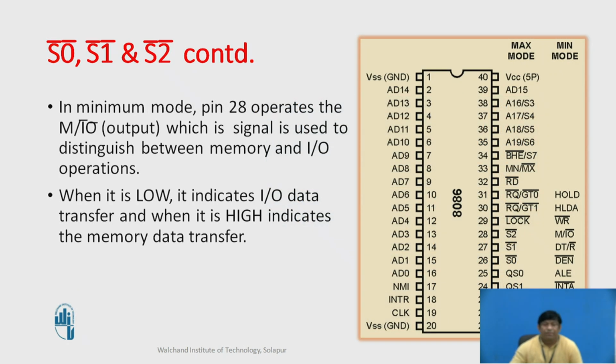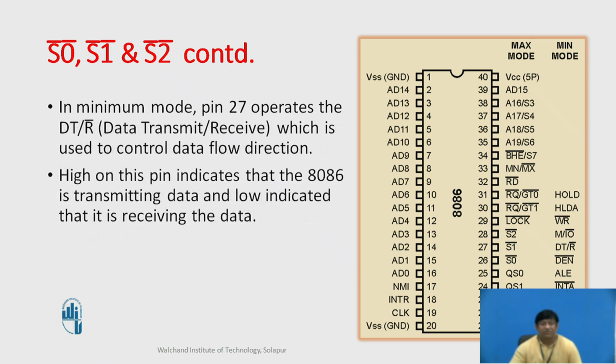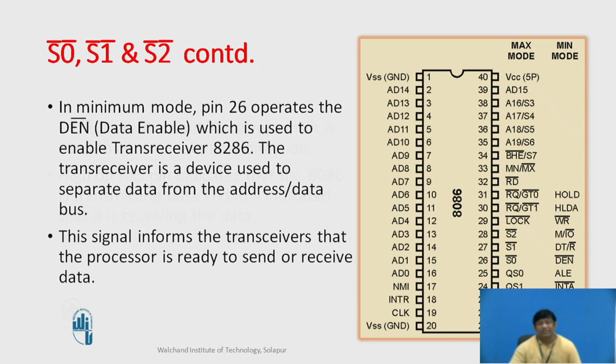In minimum mode, pin 28 operates as M/IO, memory or input output, which is the signal used to distinguish between memory and IO operation. When it is low, it indicates IO data transfer, and when it is high, it indicates memory data transfer. In minimum mode, pin 27 operates as DT/R, data transmit or receive, which is used to control data flow direction. High on this pin indicates that the 8086 is transmitting data and low indicates that it is receiving data.